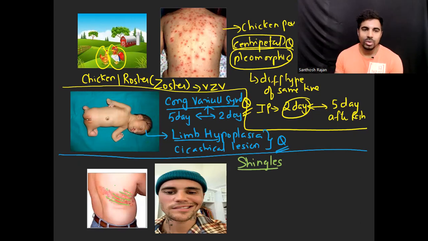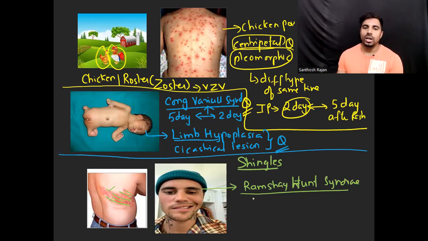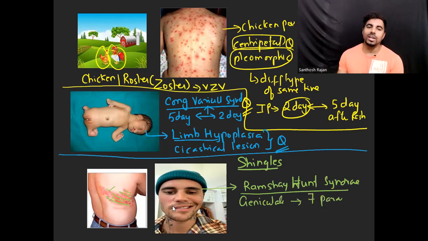And what is this one? Why is Justin Bieber here? Justin Bieber also had this. He had shingles. And then what happened? He got Ramsay Hunt syndrome. This is an ENT question, but I'm putting it here because this is also asked. In Ramsay Hunt, the geniculate ganglion was affected, causing seventh nerve paralysis. So if you see, he had this facial palsy on one side like this.